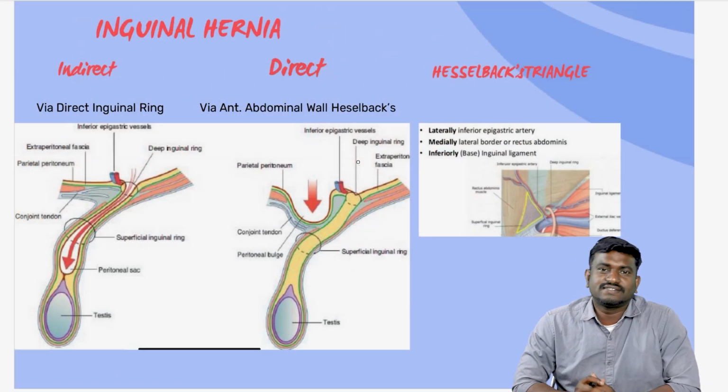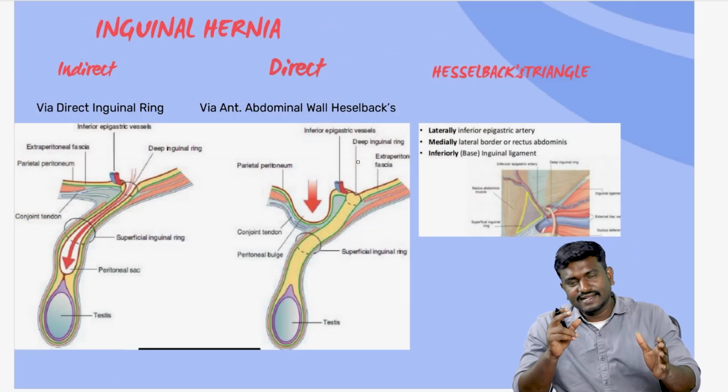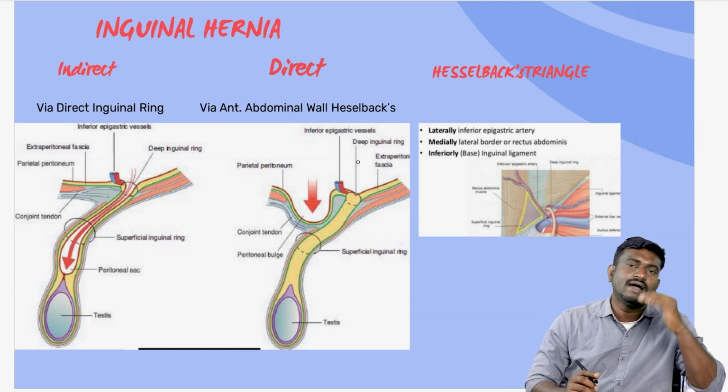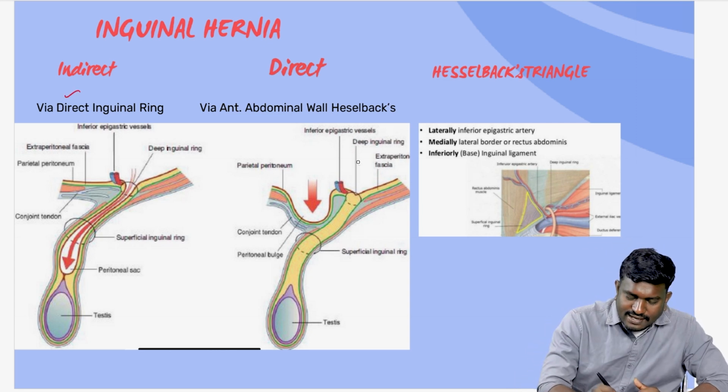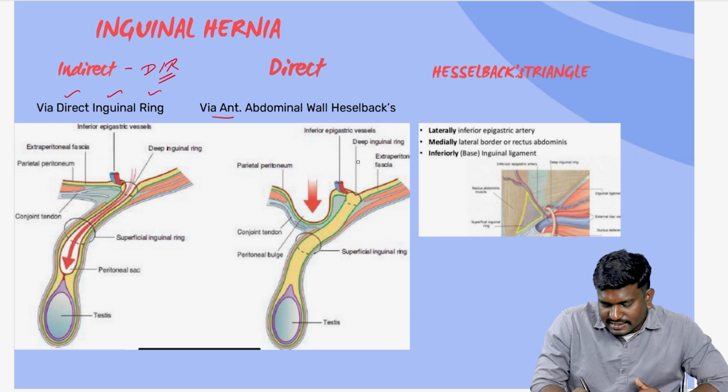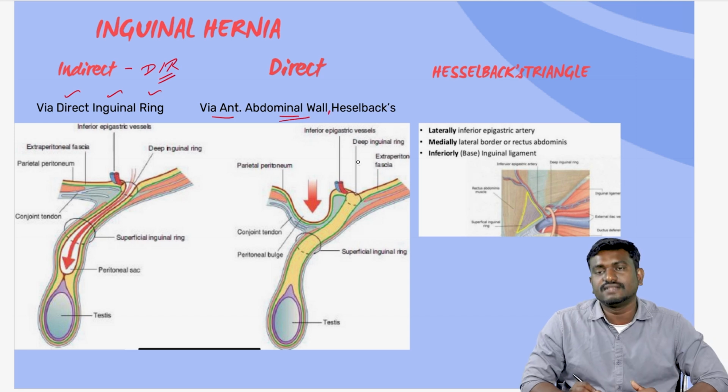Let's try to quickly revise inguinal hernia. We have indirect and direct hernia. Indirect hernia comes with the mnemonic DIR. D is for what? Direct inguinal ring. Indirect comes with the mnemonic DIR. Direct inguinal hernia, it passes via the anterior abdominal wall and Hesselbach's.